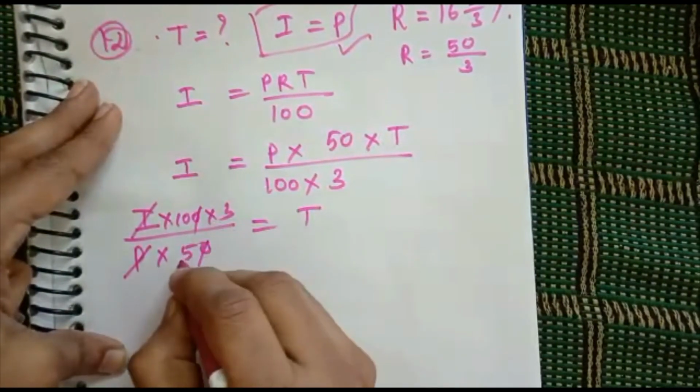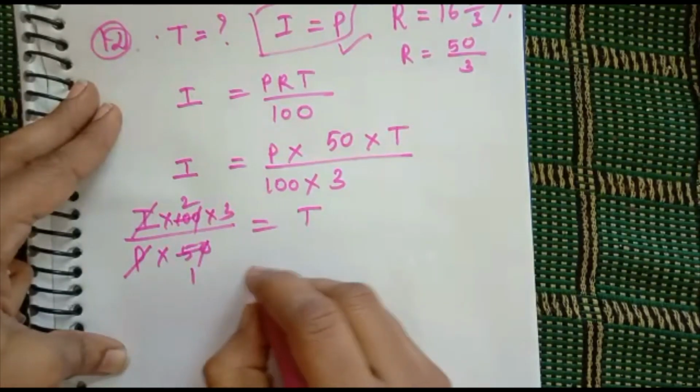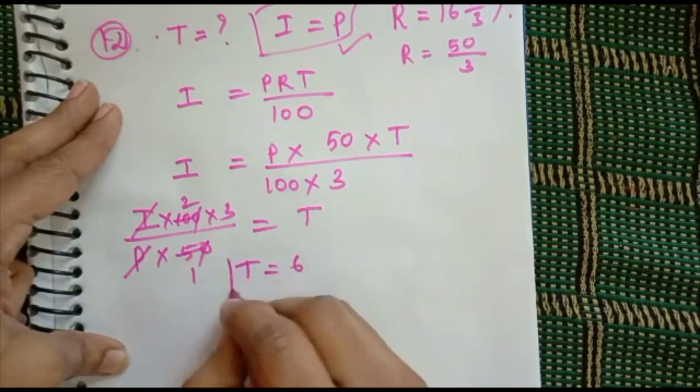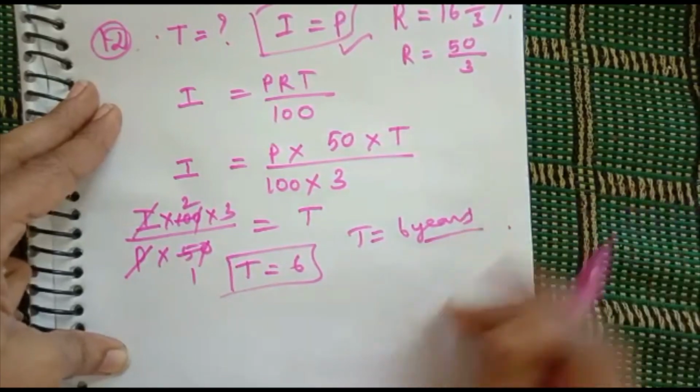Then cancel it. 1 5 is 5, 2 5s are 10, so 2 3s are 6, so 40 is equal to 6. So T equal to 6 years. Is it clear students? Good. Thank you students.